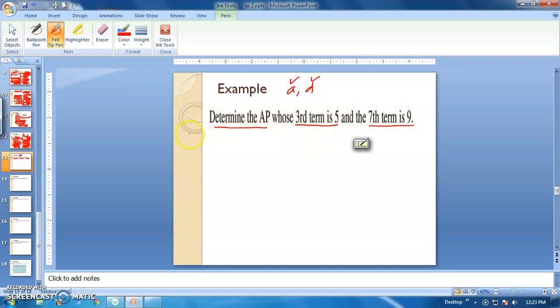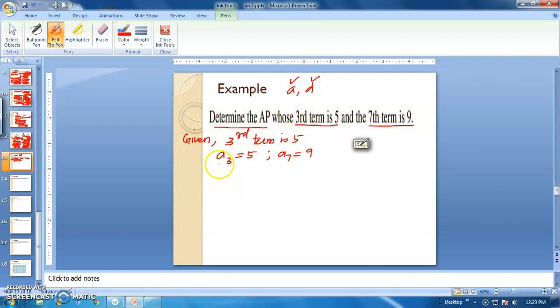Instead of that, what is given? Third term is 5. How can I write this in notation? A3. So A3 equal to 5. And next one, seventh term is 9 given here. How can I write the seventh term in notation? A7. So A7 is 9. So that is the given information. Through the given information only we are going to find the unknown values.